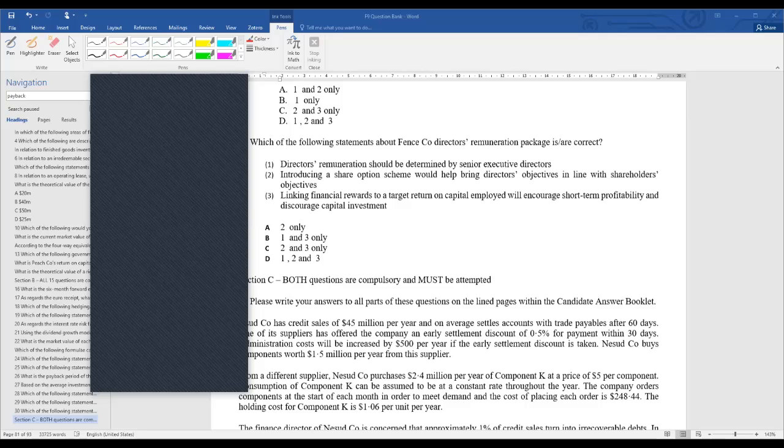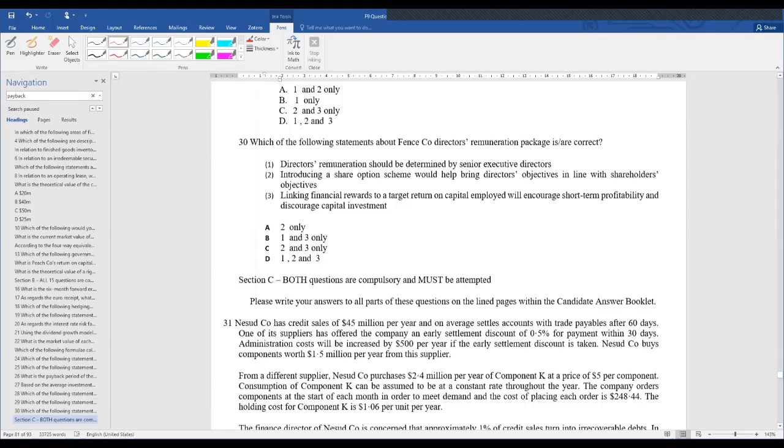Yeah. Okay. Daisy, what's the answer? I selected C. Okay, C. Sakina? C for me as well. Sanya? So I think A. Two only. Okay, let's do it together.